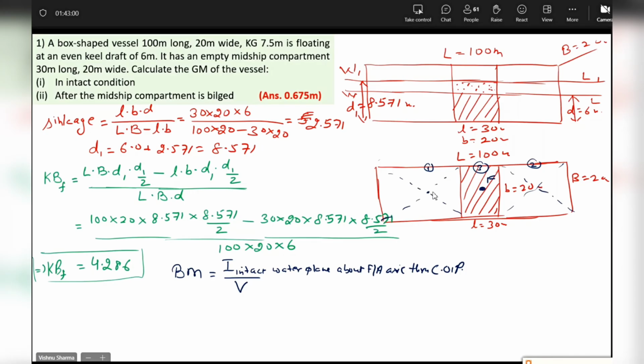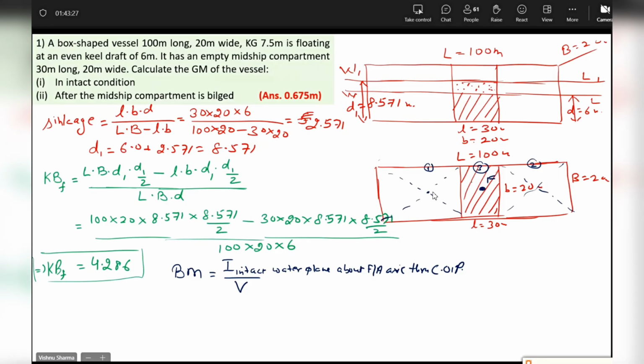It is not the geometric center of the whole water plane. It is the geometric center of the intact water plane. Don't tell me tomorrow you marked it here as the L by B center. No, I'm not marking it as the center of L by B. I am marking it as the geometric center of the intact water planes. Is that clear, beta? Correct, guys? Yes, sir.